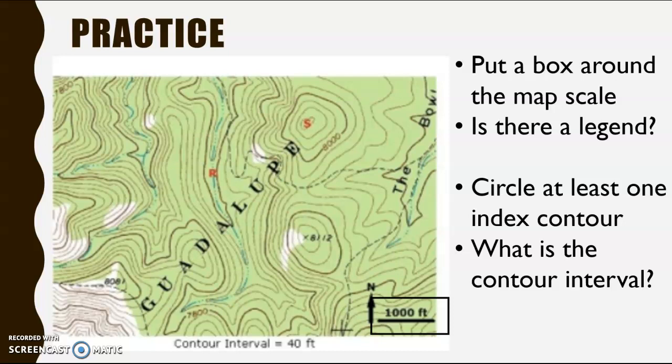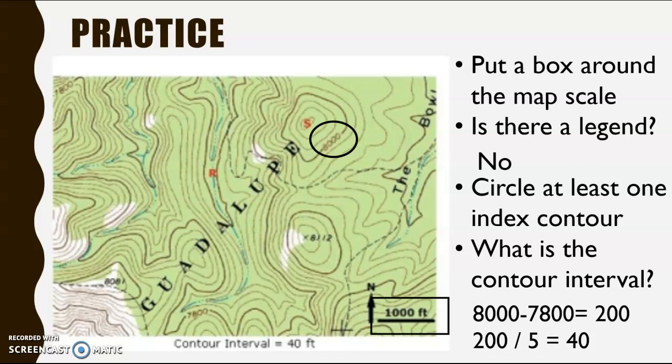Circle at least one index contour. Oh, is there a legend? No, there's not a legend. A legend is like a key, right? And it's not there. And that's one index contour. And the index contour interval, it actually tells you on this one is 40 feet, although you could have calculated it.